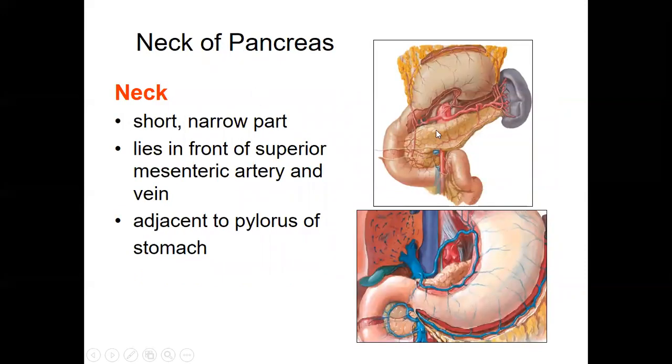And then for the neck. For the neck here, it is short, in a short narrow part. It lies in front of the superior mesenteric artery and vein. At the back of this neck, we have the superior mesenteric artery, the red one, and the superior mesenteric vein. It lies anterior to, in front of, these vessels, adjacent to the pylorus part of the stomach. So it is located near the pylorus part of the stomach.